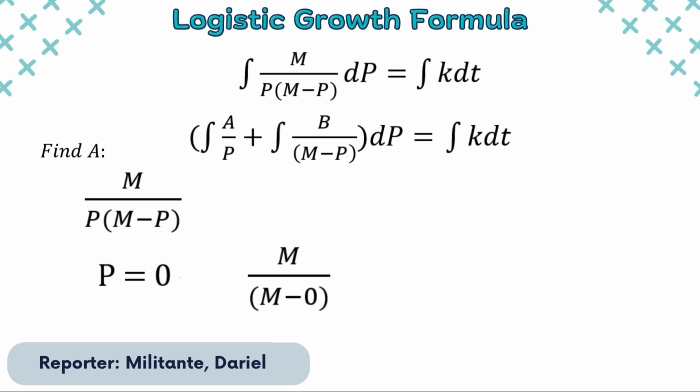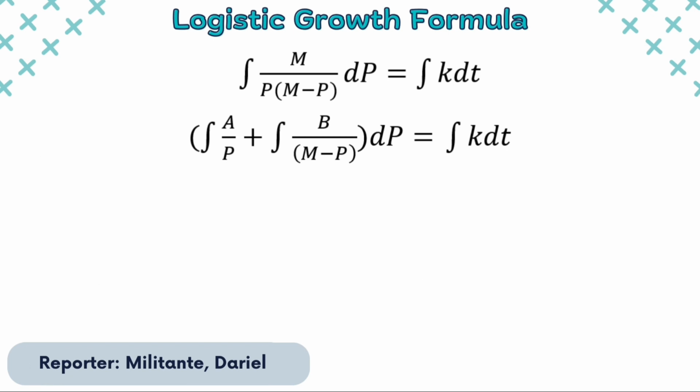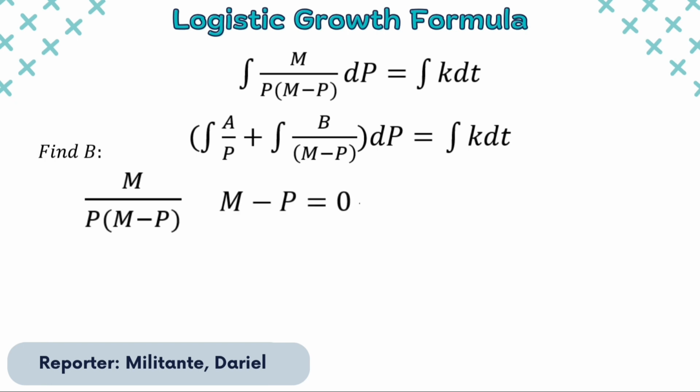So we will get m over m minus 0. Then simplify. We have m over m is equal to 1, which is the value of a. With the same process, let's obtain the value of b. Again, rewrite the original m over p times m minus p. Equate the denominator of b over m minus p to 0.